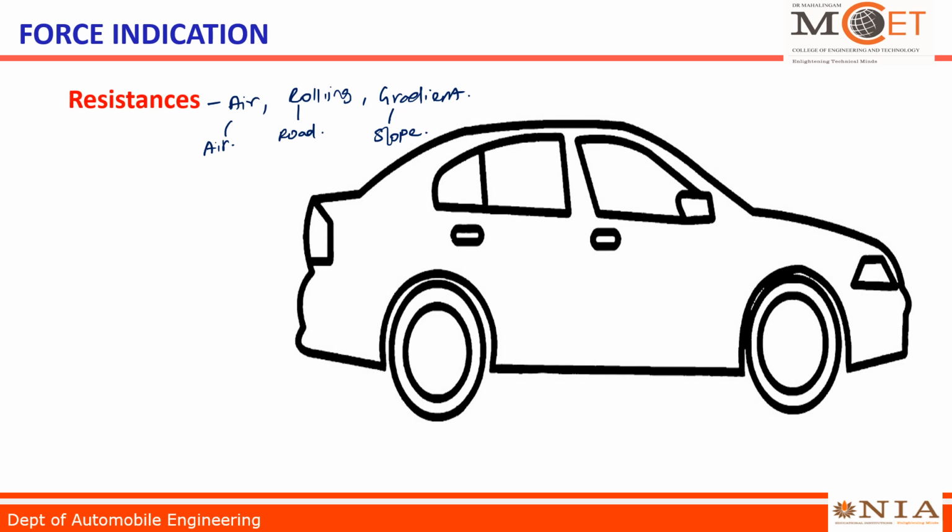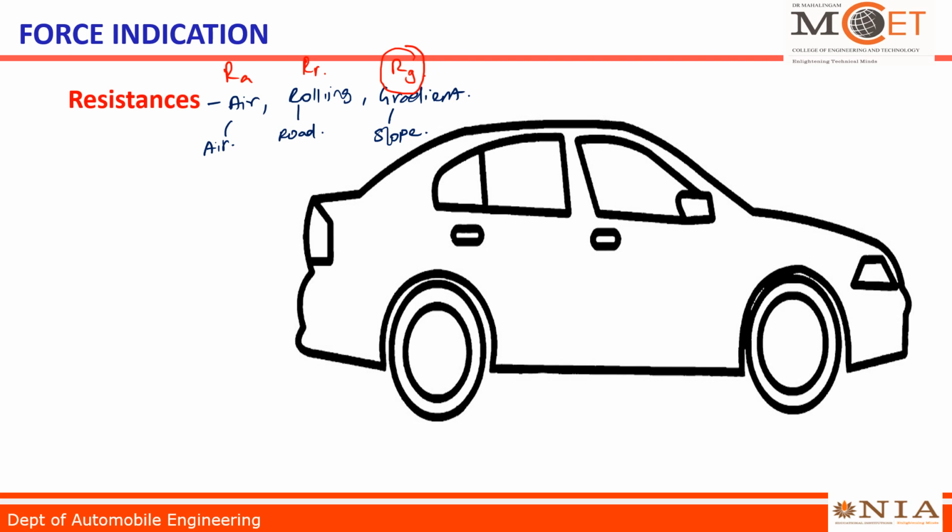Gradient resistance is generated because of the weight of the vehicle and also the angle of the slope. Air resistance is indicated by RA, rolling resistance by RR, and gradient resistance by RG. Since the vehicle is moving on a flat road surface, we do not have gradient resistance. If we are moving on a slope surface, we definitely have gradient resistance. But our assumption is a flat surface, so by this assumption we are having only two resistances: air resistance and rolling resistance.